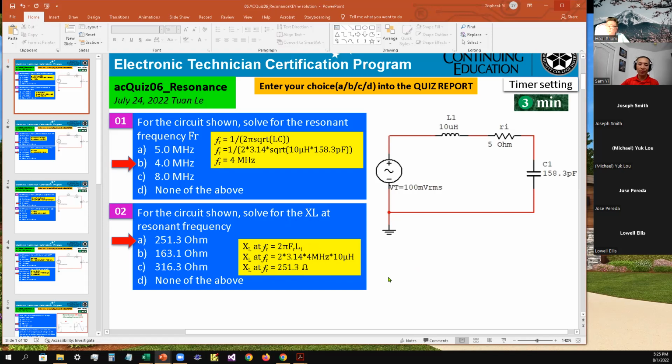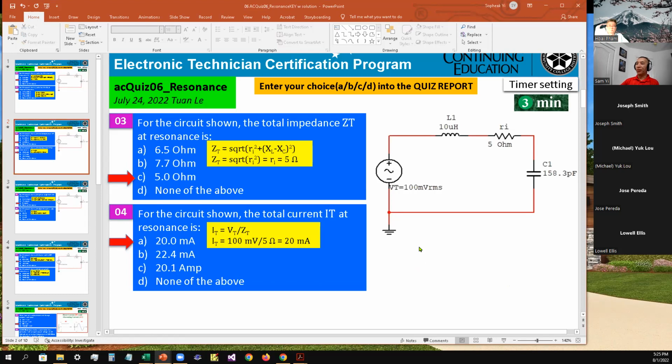All right, for number 3, for the circuit shown, the total impedance ZT at resonant is, at resonant, XL and XC cancel each other, leaving you just R squared. So the square root of R squared just leaves you with R. In this case, it's 5 ohms. So the answer is C for number 3.